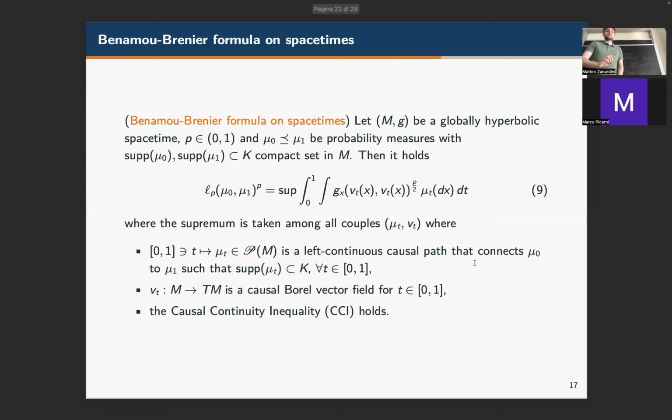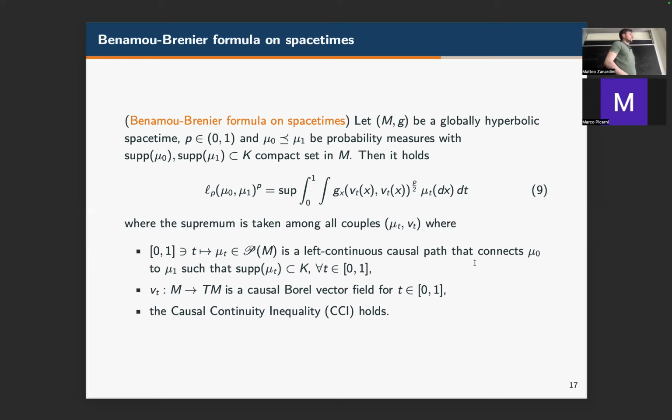And now I want to present what the Benamou-Brenier formula is in this setting. Given a globally hyperbolic spacetime, we consider p between 0 and 1. We take two probability measures with compact support in M. Then what happens is that L_p, which is the p-Lorentz-Wasserstein distance, is equal to a supremum of a Lorentzian type of scalar product, in an integrated sense with respect to mu_t, where g is the metric tensor on M, of these time-dependent vector fields raised to the power p over 2.